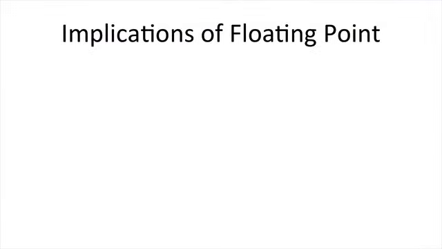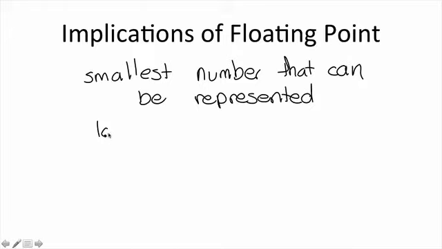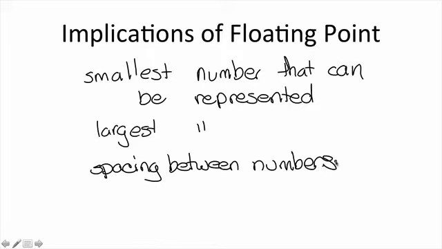Okay, if we go back to our notes, there's a smallest number that can be represented, a largest number that can be represented, and a finite number of numbers that can be represented, which means that there's some spacing between numbers whose absolute magnitude depends on how large the number is that you're looking at, and that is usually called machine epsilon.